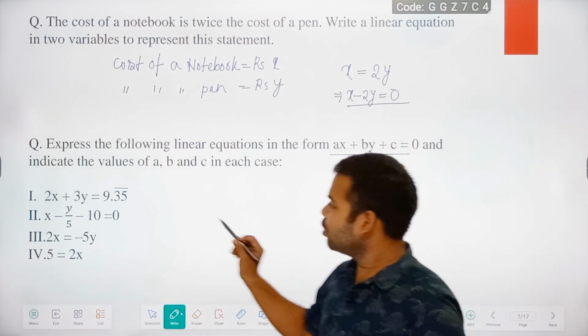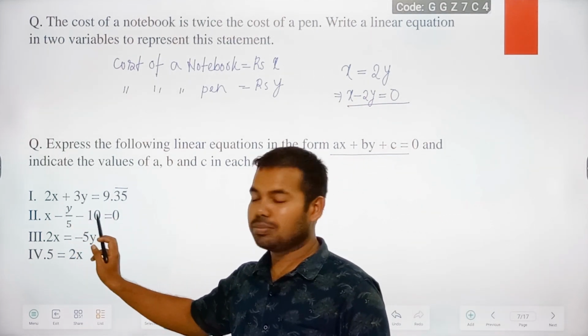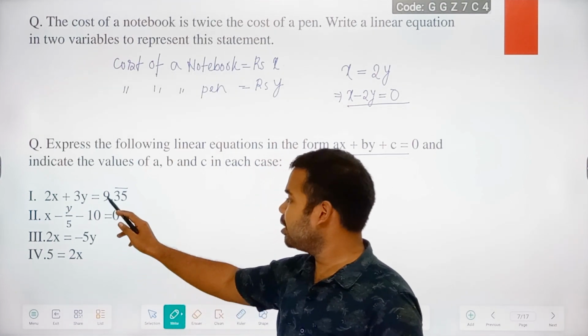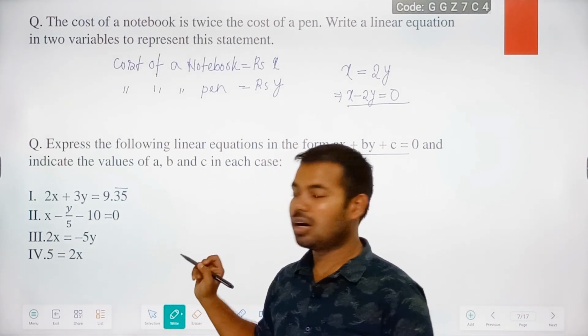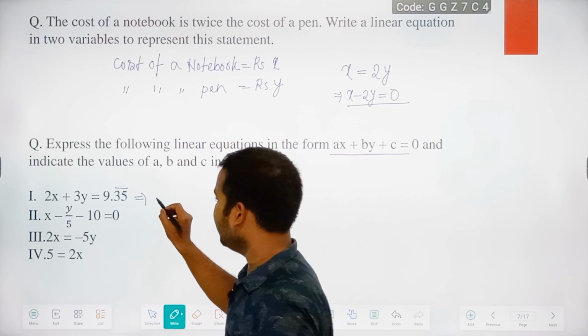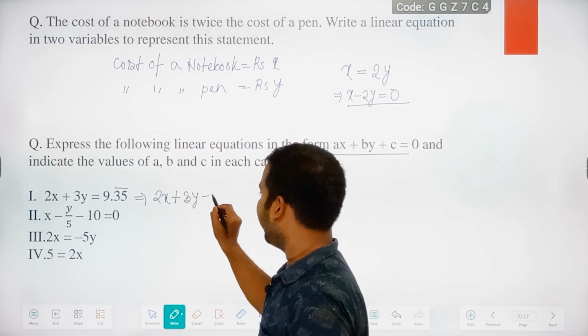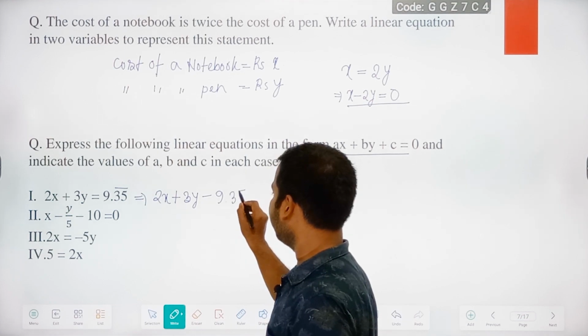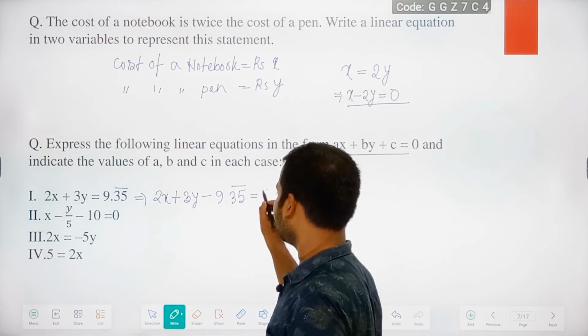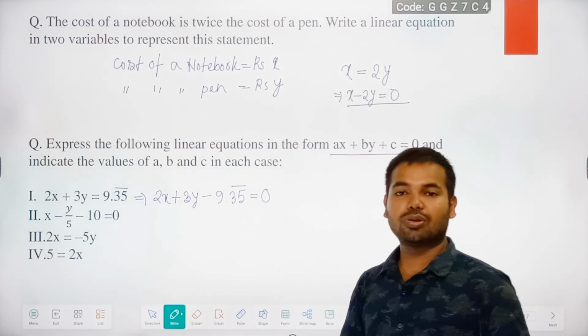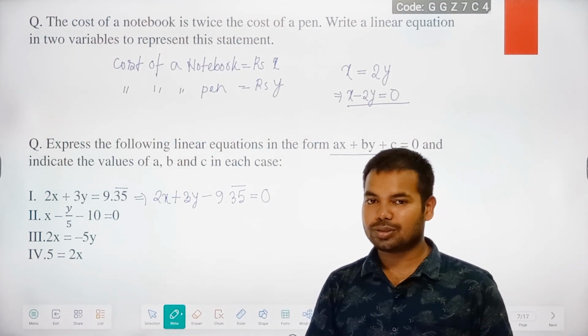Okay, now actually everything is fine, but that c is not here because we need to make it equal to 0. So how to make it? See, I can write twice x plus 3y minus 9.35 bar is equal to 0. Now this is of the form ax plus by plus c equal to 0.